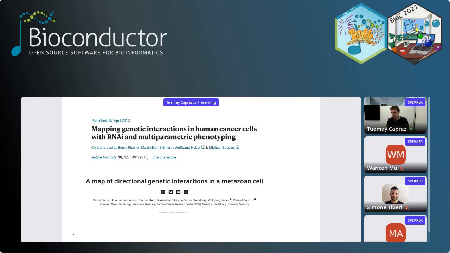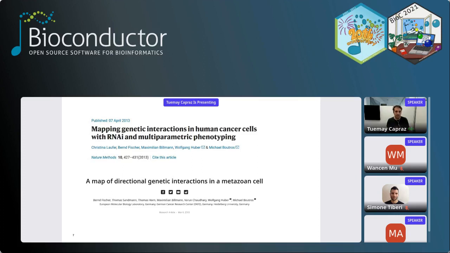And he used this already in two studies where genetic interactions were studied by means of RNA interference. So, cells were sampled in which genes were combinatorially knocked out, always pairs of genes. And then the cells were imaged and the features were extracted.